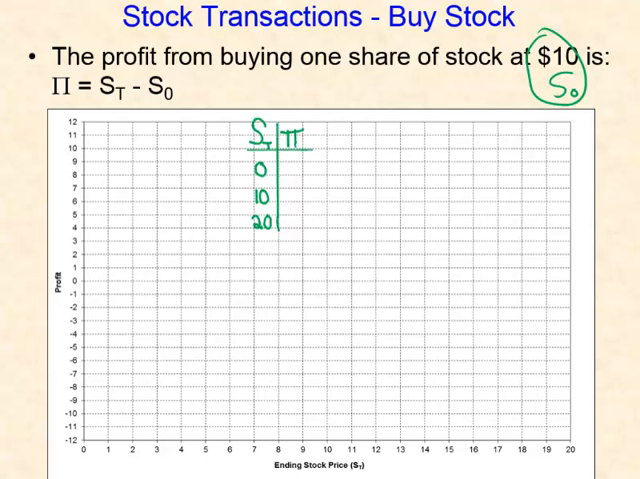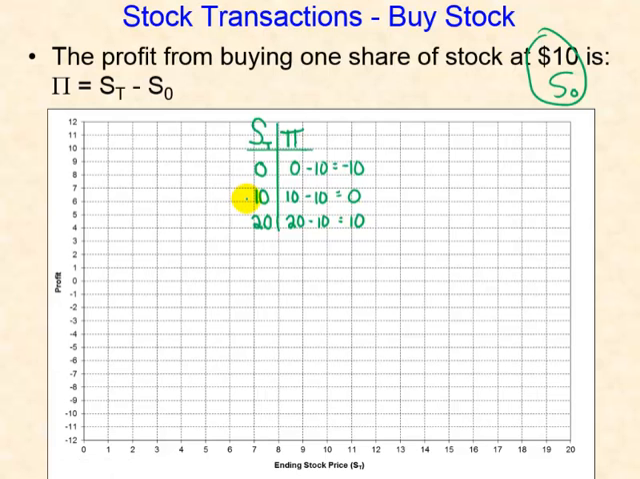If the ending stock price is 0, our profit will be 0 minus 10, which is, of course, negative 10. If the ending stock price is $10, our profit will be 10 minus 10, which equals 0. And finally, if our ending stock price is 20, our profit will be 20 minus 10 equals $10.